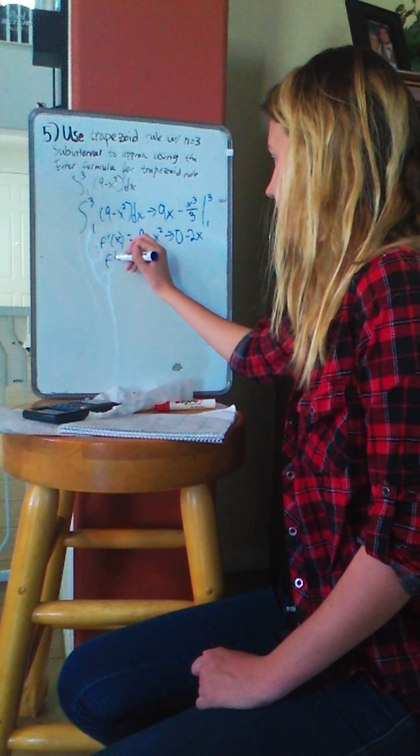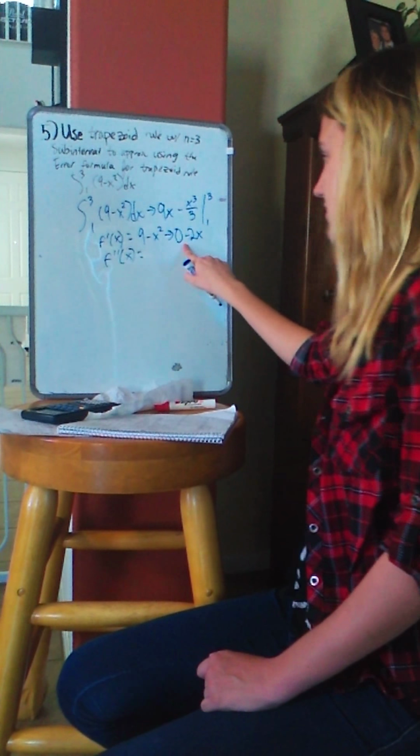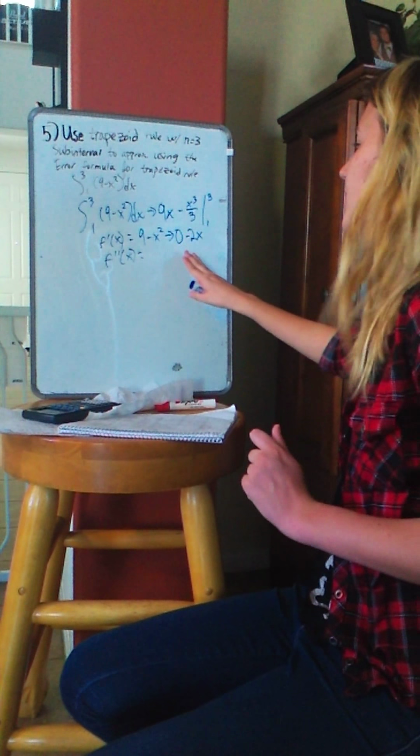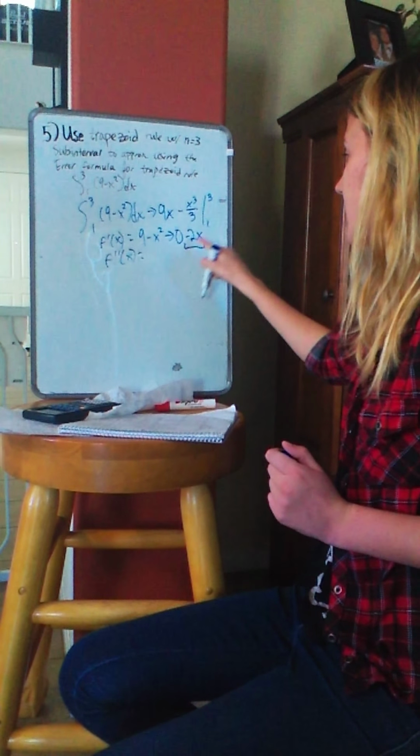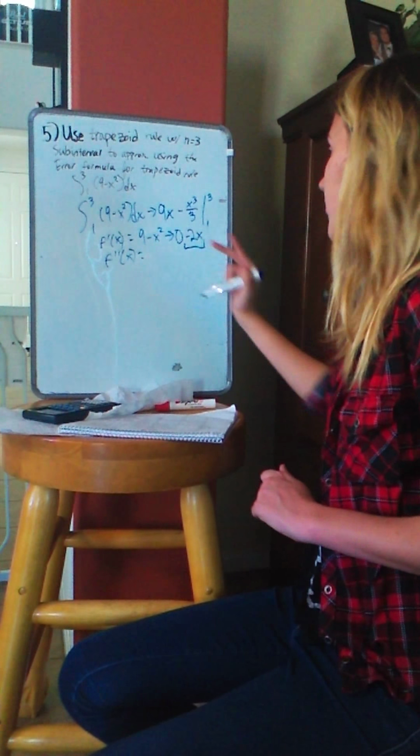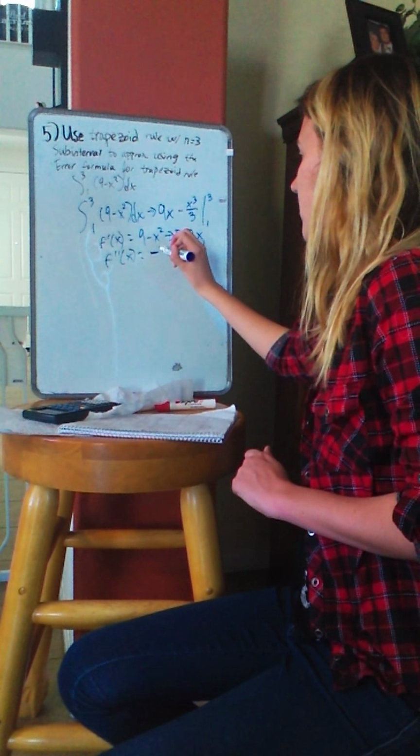And then the second derivative, this is 0, so it's practically gone. So it really just leaves us with a negative 2x, which the second derivative of that would just be negative 2.